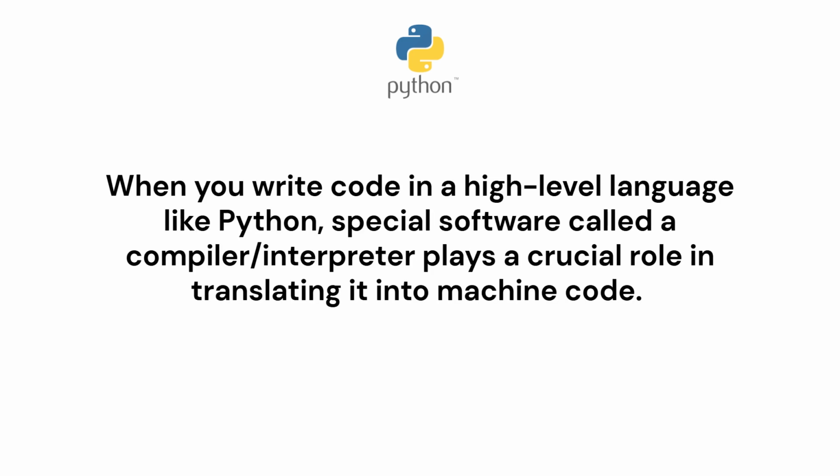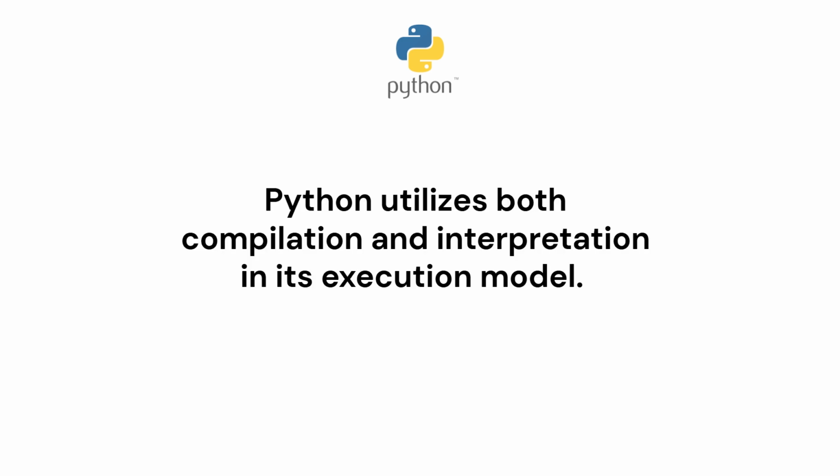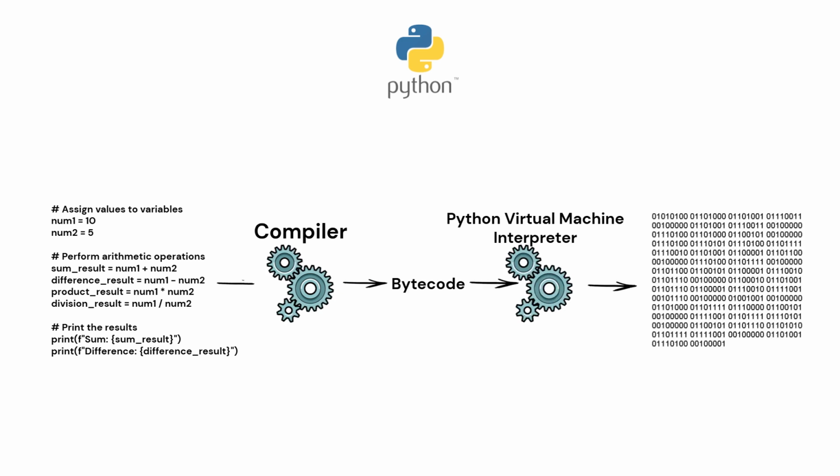They act as a bridge between human-readable instructions and the machine's binary world. When you write code in a high-level language like Python, special software such as compilers and interpreters plays a crucial role in translating it into machine code. Python utilizes both compilation and interpretation in its execution model. First, the source code is compiled into an intermediate form called bytecode. Then, this bytecode is executed by the Python Virtual Machine, or PVM, which is an interpreter. This hybrid approach enables rapid development and debugging, while still maintaining good performance. Python's intelligent design lets dumb hardware do amazing things, so you don't have to worry about tricky binary stuff.